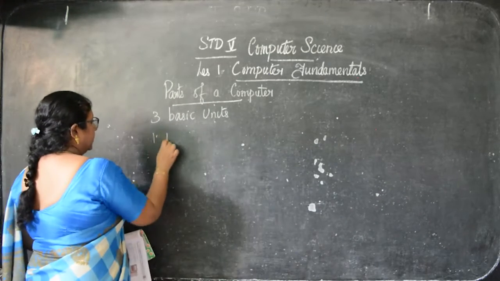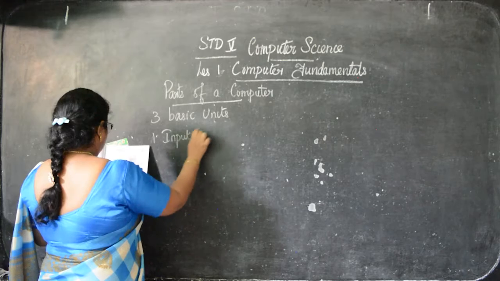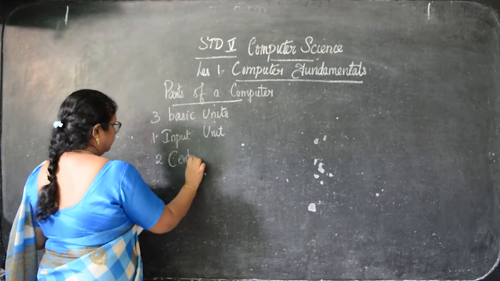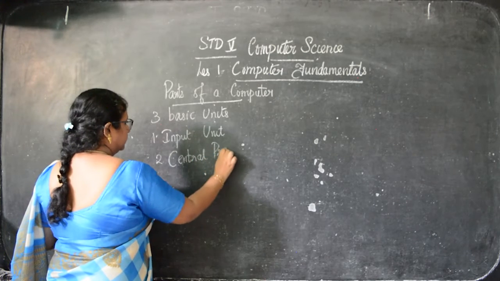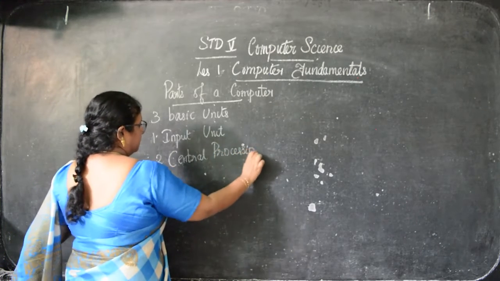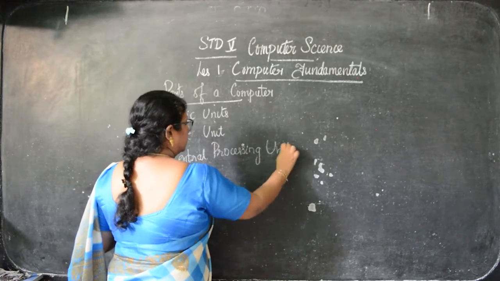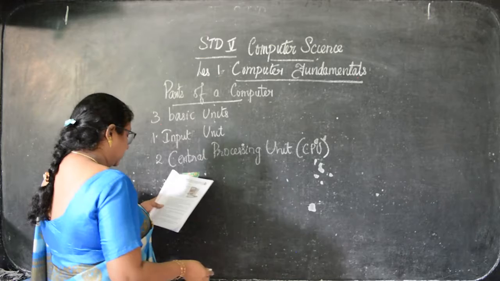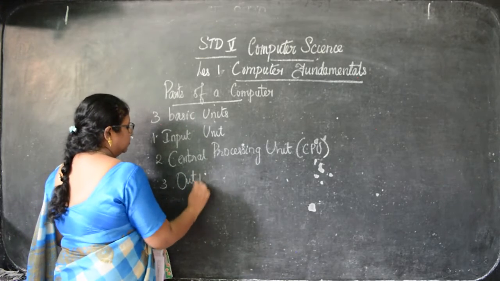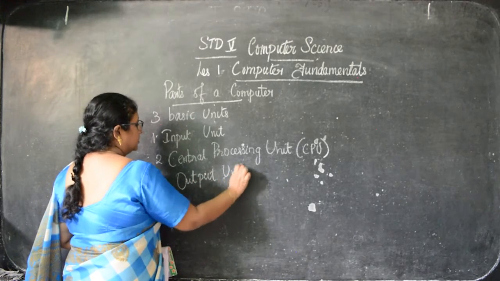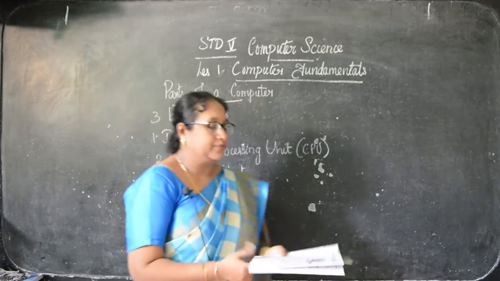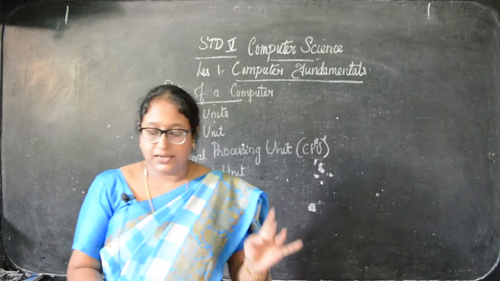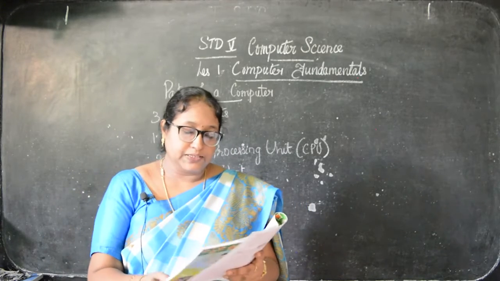What is the first one? Input unit. The second one is the central processing unit, which is otherwise called the CPU. We call the CPU the central processing unit, and then the output unit. Okay, children, what are the 3 basic units, that is, parts of a computer? The input unit, the CPU, that is the central processing unit, and the output unit. First we will see the input unit.